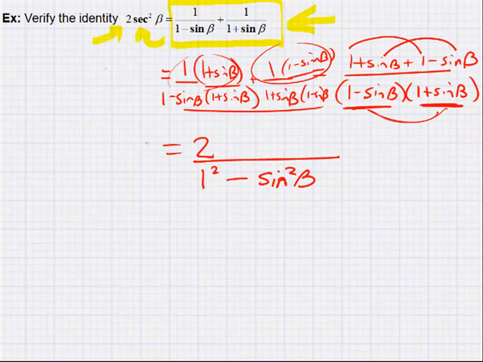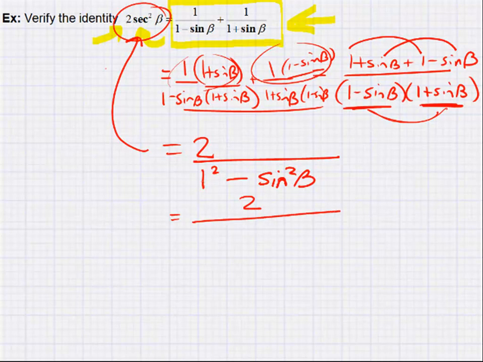Remember, I'm constantly working towards this, and I'm not there yet. But what else can I do? Look at it and say, is there anything else I can do? Well, this is really 1 minus sine squared, and I should start thinking Pythagorean. 1 minus sine squared is equal to cosine squared beta.